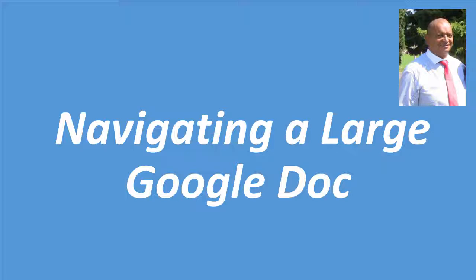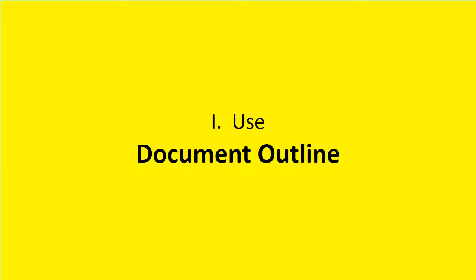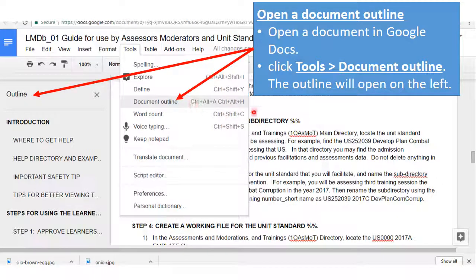In this video I will discuss how to navigate a large Google Doc. The first method is to use a document outline. To get the document outline, go to Tools, Document Outline, and then you will see on the left hand side of the screen the outline will appear.